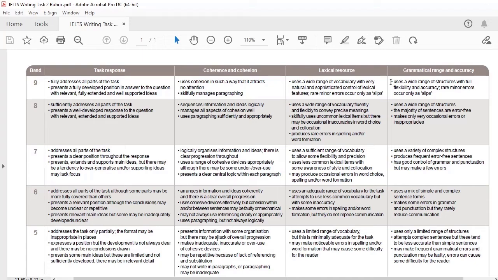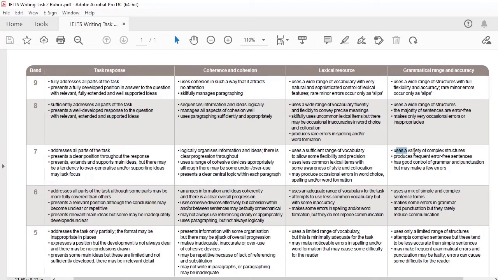Uses a wide range of structures with full flexibility and accuracy. Rare minor errors occur only as slips. Uses a wide range of structures. The majority of sentences are error-free. Makes only very occasional errors or inappropriacies. Uses a variety of complex structures. Produces frequent error-free sentences. Has good control of grammar and punctuation, but may make a few errors.